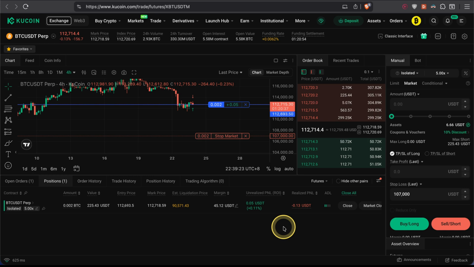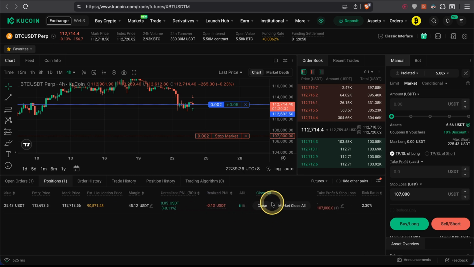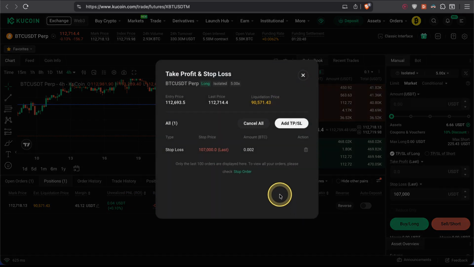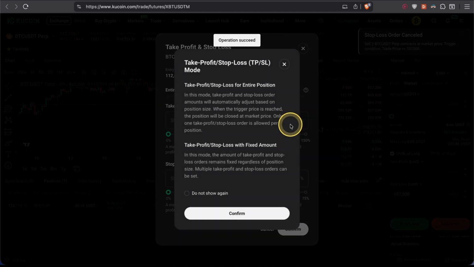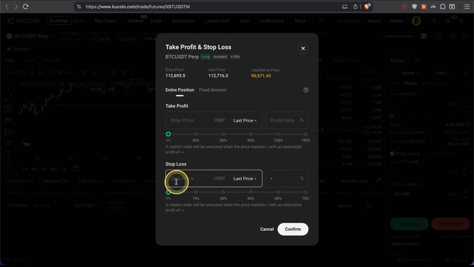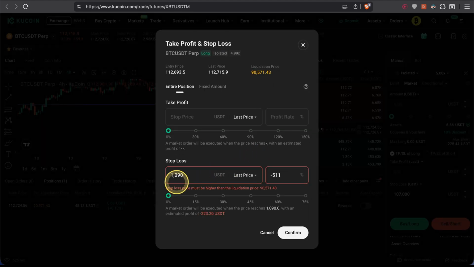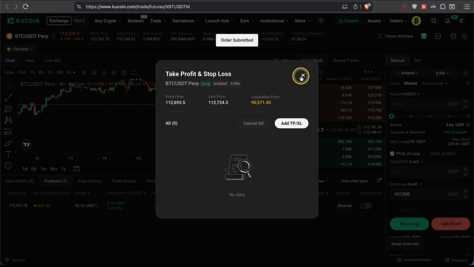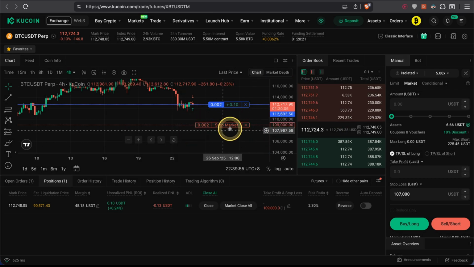To edit the stop loss on KuCoin, you can simply go down here to the right, click on this pen icon under Take Profit and Stop Loss. And then we can simply delete our old stop loss and just click on Add TPSL again. And then you can simply type in here a new price. Let's say I want to place it at $109,000. Click on Confirm. And now you will see I've placed my stop loss at a new position.